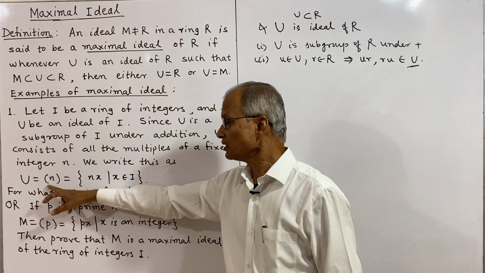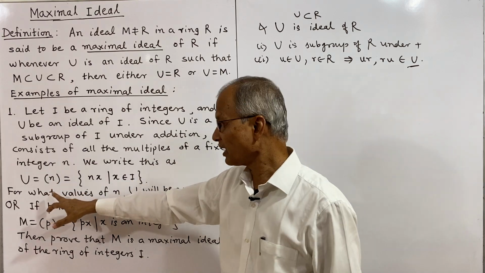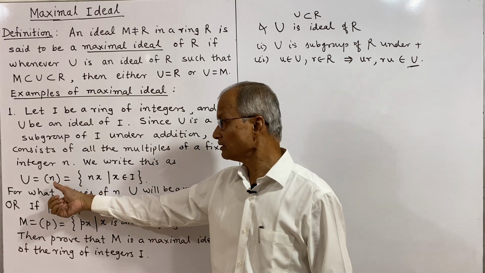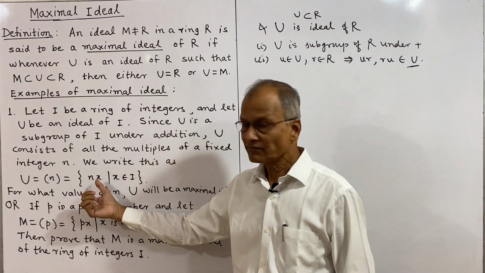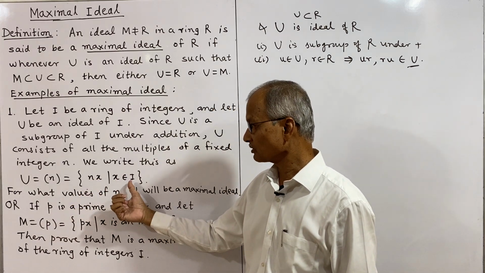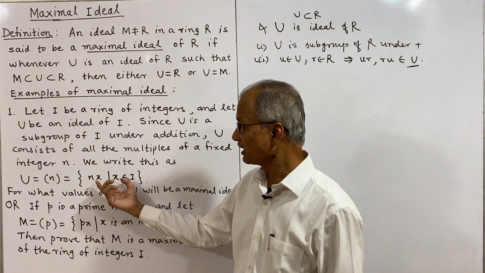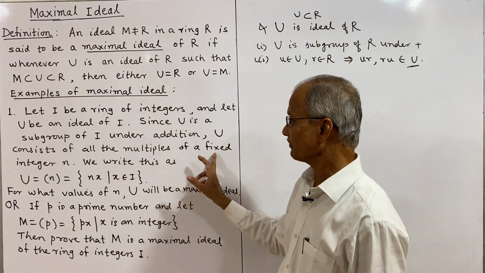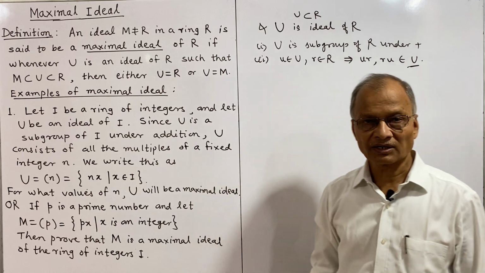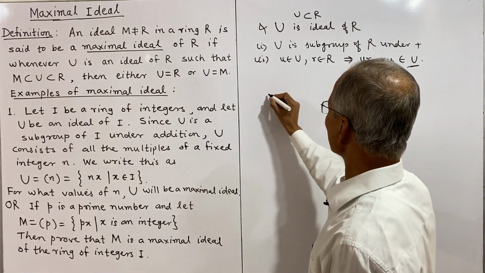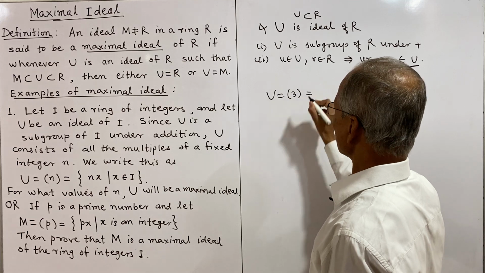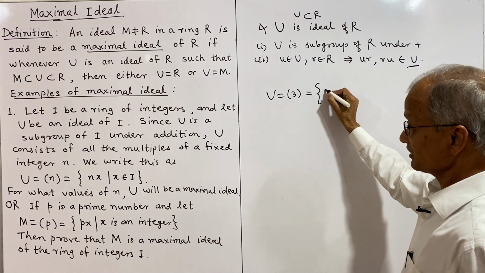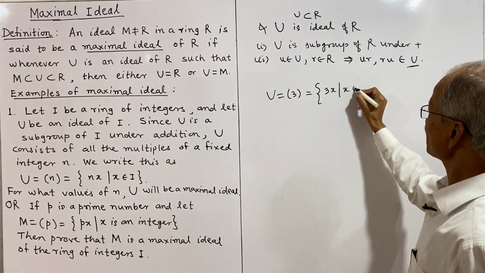It must be a subgroup under addition, and therefore U consists of all multiples of a fixed integer n, and we can write this as U is the multiples of n, or it is also called generated by n, that means integer multiple of n, or that can be written as nx, x belongs to I, and we shall say it is generated by n. For example, if you have U generated by 3, that is n is here 3, then 3x, x belongs to I.